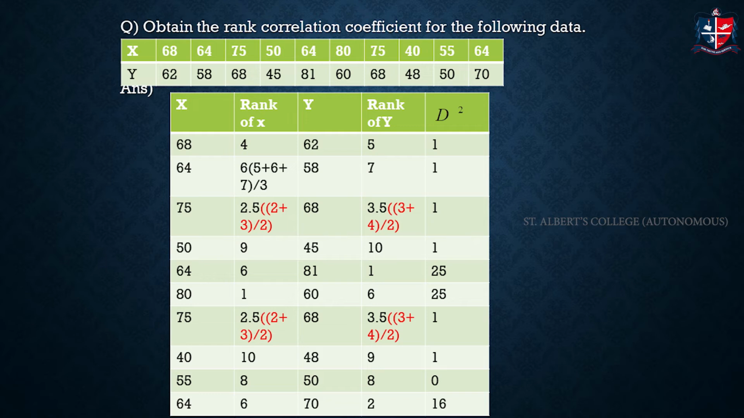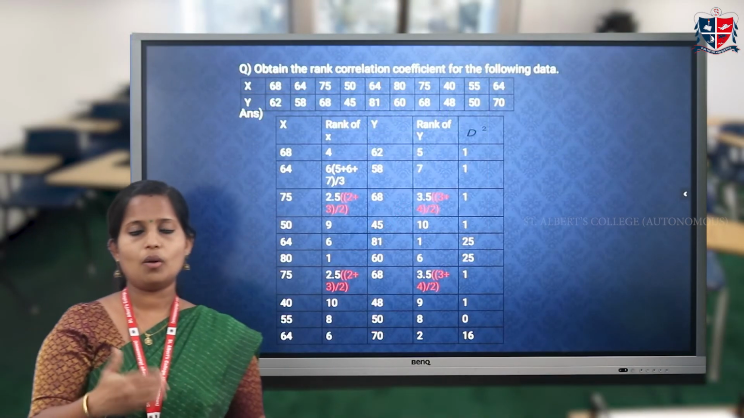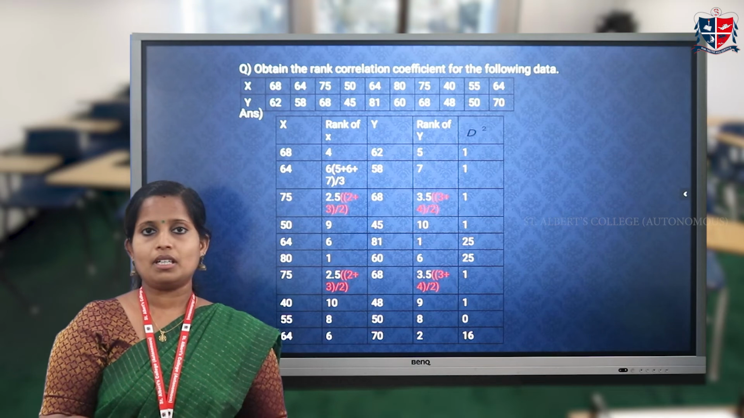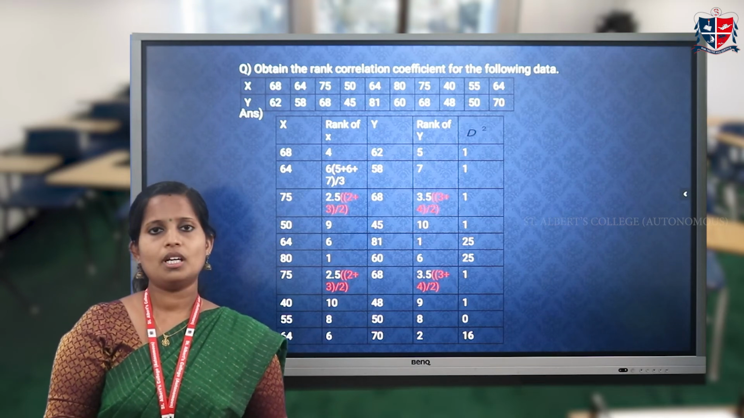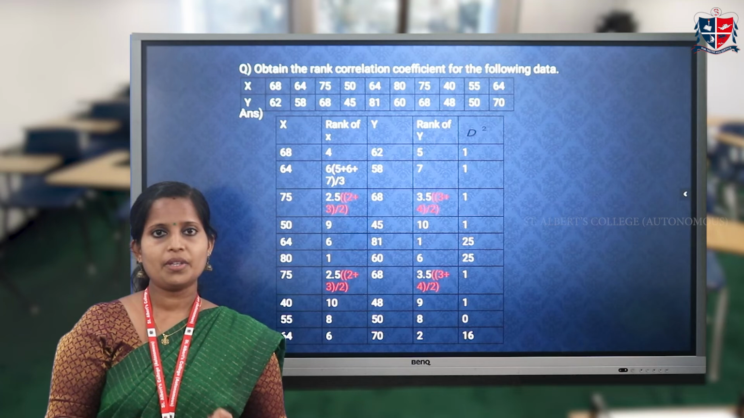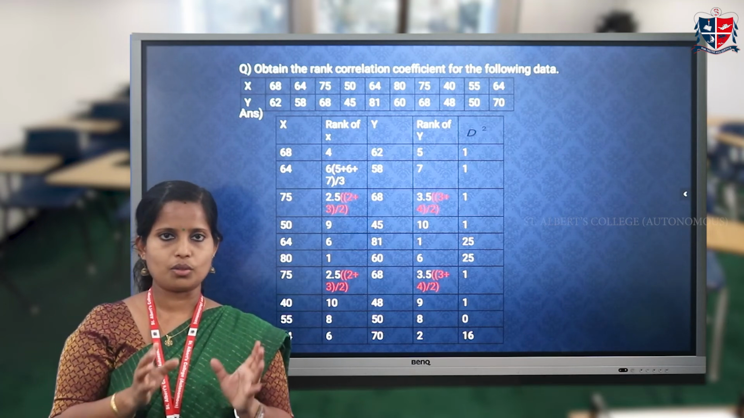Here you are given two sets of data, x and y. When we come to this data set x, we can see that there is a repetition. 75 is repeating two times: 75 and here is also 75. So how can we assign the rank when there is a repetition of data? It is not possible to give the first 75 the first rank and the second 75 the second rank. So what are we actually going to do?